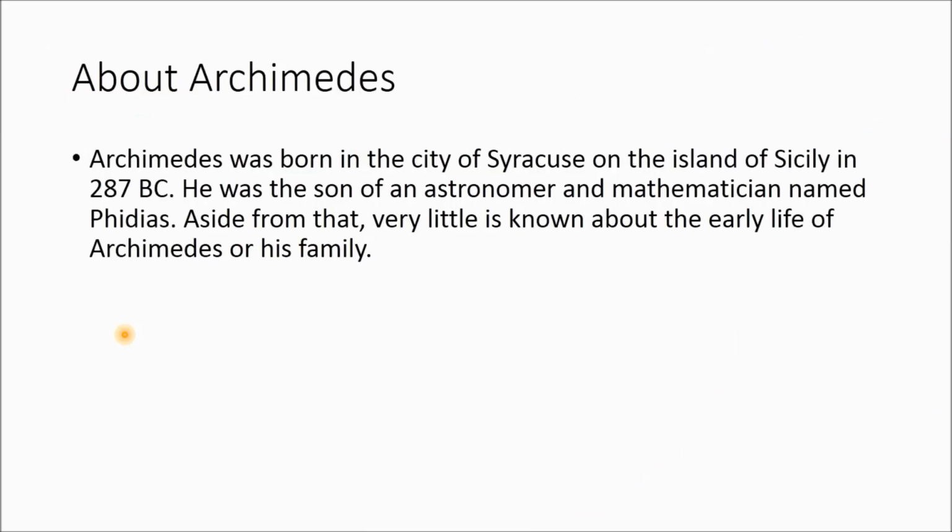popular person. So about Archimedes: Archimedes was born in Syracuse city in 287. He was the son of an astronomer and mathematician named Pleiades. Aside from that, very little is known about his childhood; these theories do not have much information. But after these solar rays, he became a very famous person in Syracuse.